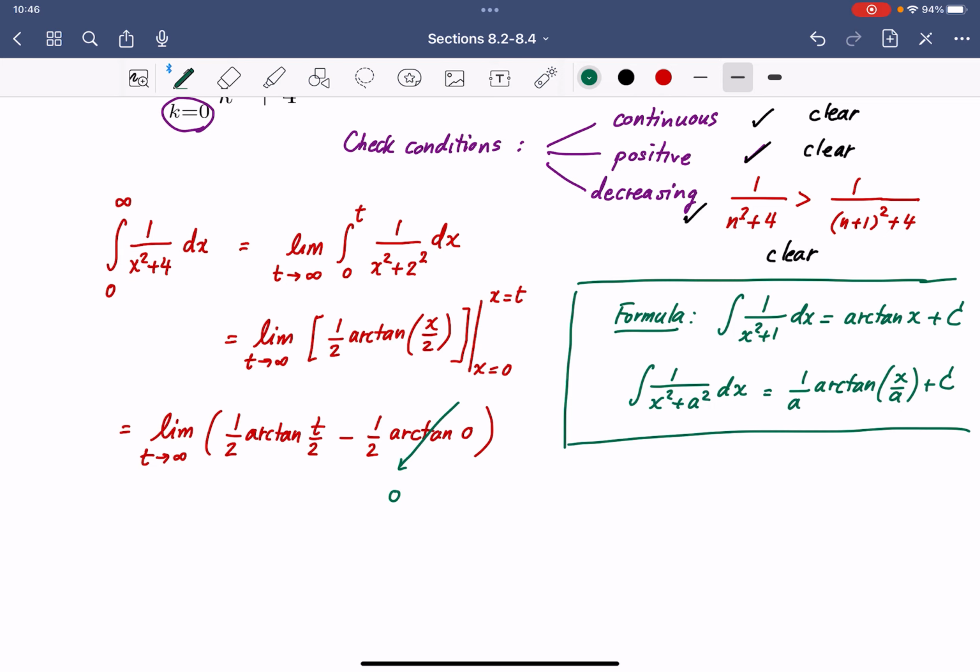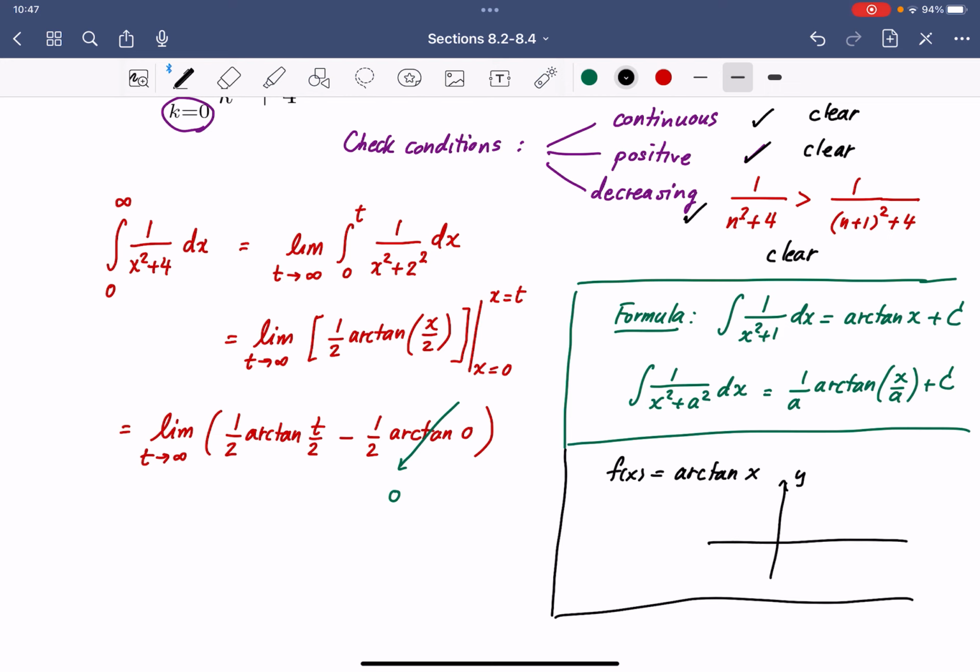So what is the limit of arctan t where t goes to infinity? We have been talking since last week that if you have the function f(x) equals arctan x, this is a function that you cannot forget, because of the limit. I always tell you to memorize this one. As x goes to infinity, the limit is going to be pi over 2.